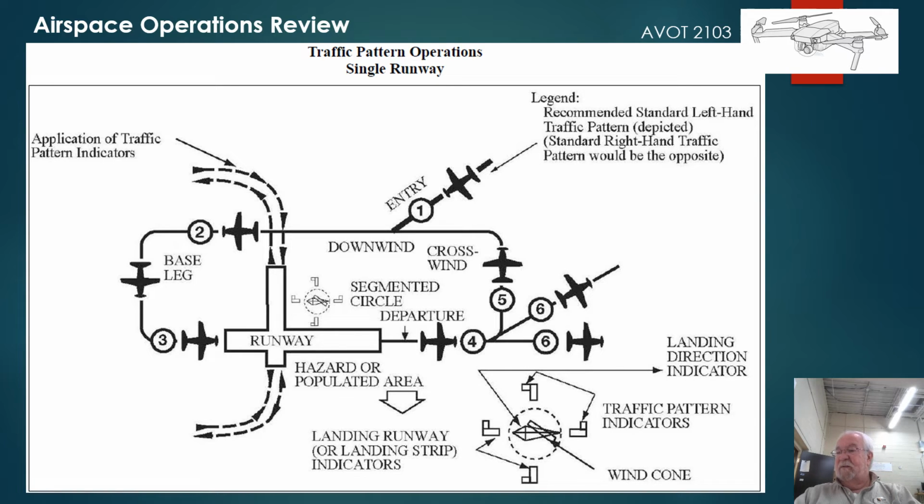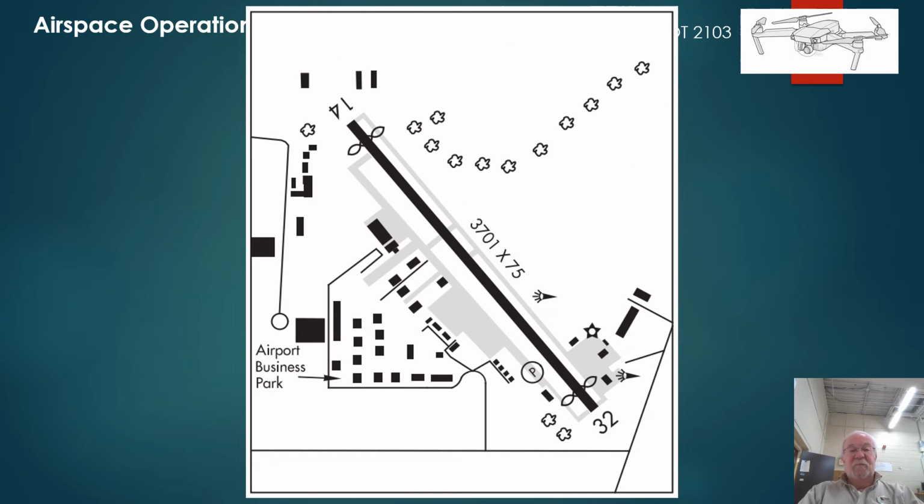Remember that traffic pattern altitude for a propeller-driven airplane is normally 800 feet above ground level, but for turboprops it's 1,000 feet. But for helicopters, traffic pattern altitude is typically 500 feet above ground level, which puts it pretty close to where we are. So let's just go through a few examples that might be on the test.